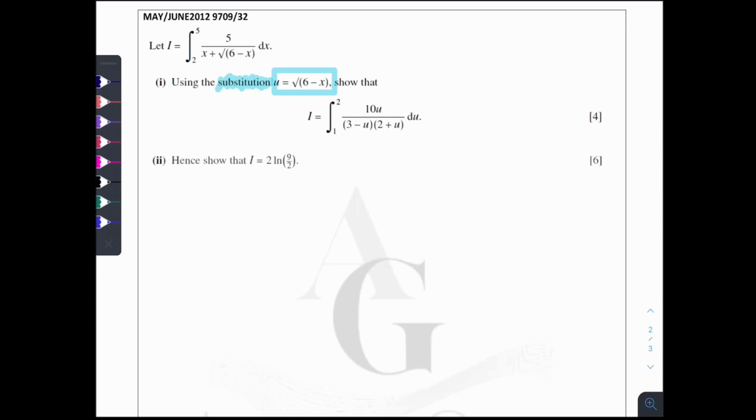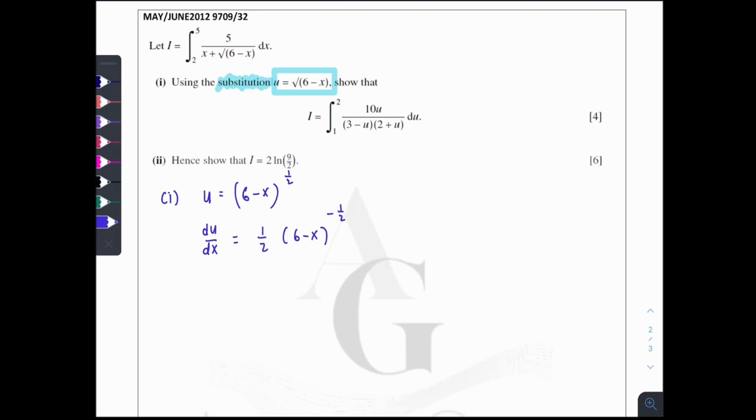So by using substitution, you are asked to show this. That means you need to change from this to this. Alright, so follow the steps. What is given here is u equals (6 minus x) to the power of half. To differentiate this, we will have du/dx, which equals half times (6 minus x) to the power of negative half.